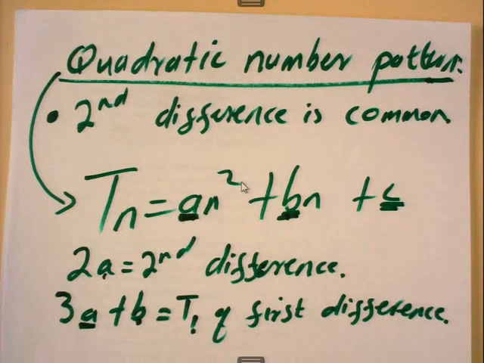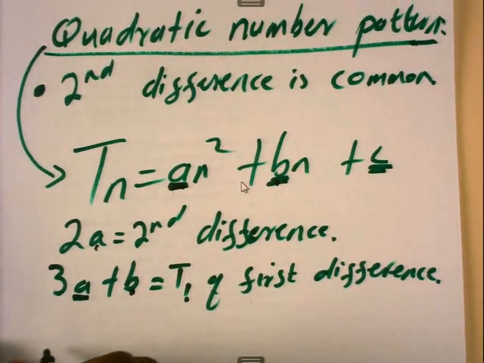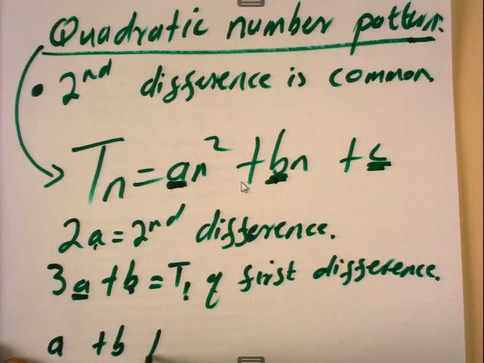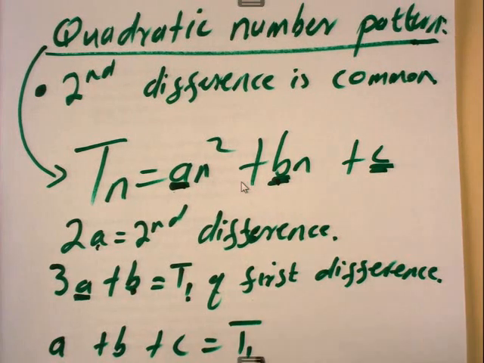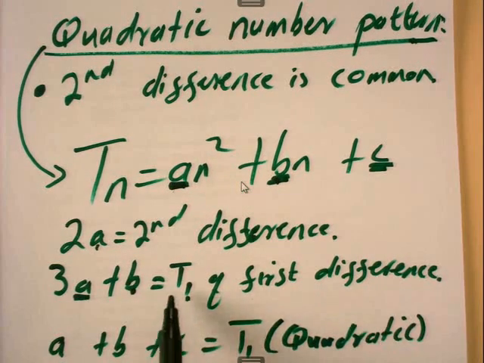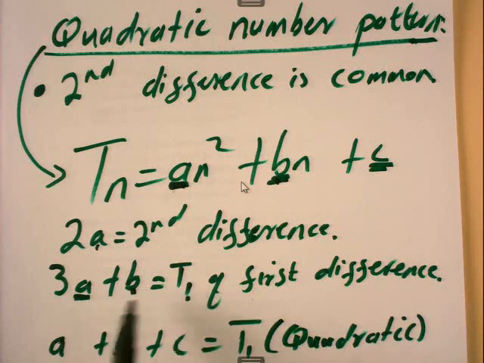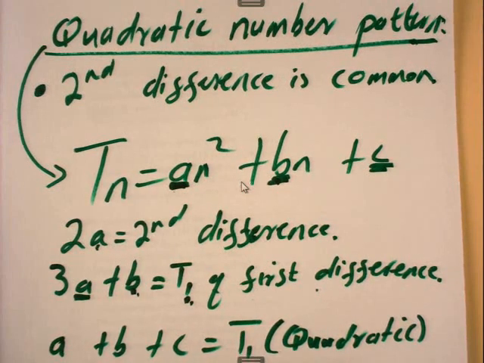Then the last aspect, how do we determine the value of C? Remember, A plus B plus C must be equal to the first term of the quadratic number pattern. To determine the value of B, we said 3A plus B equals the first term of the first difference. Here we say A plus B plus C equals the first term of the quadratic number pattern. That's how we go about solving a quadratic number pattern.